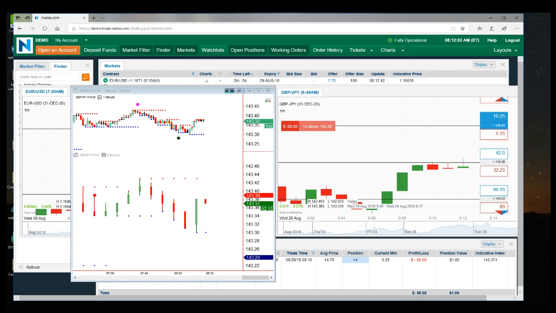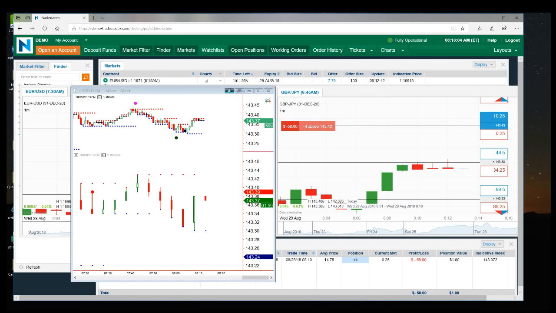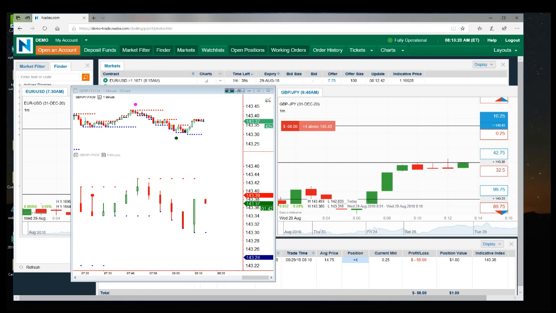You do notice that the price bars are different from my chart on multi-charts and Nadex. And the only reason for that is I don't have the third digit plotting in multi-charts. I don't like the third digit. On the yen pairs, it's the third digit. On the other pairs, it would be the fifth digit. So you'll see some differences in the candlestick formations.